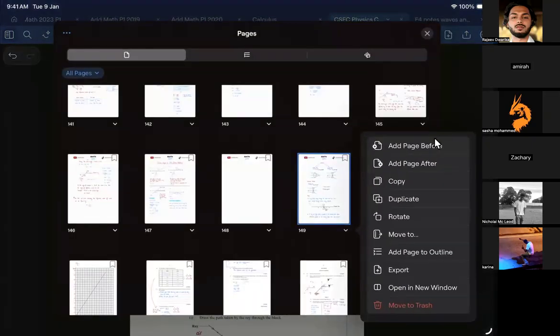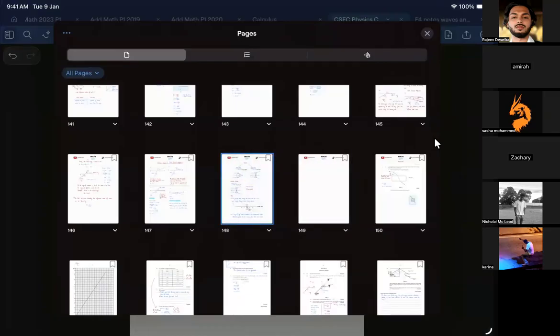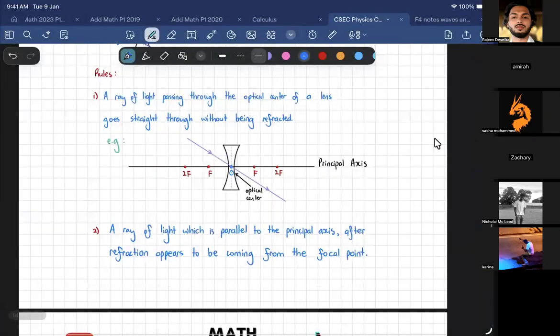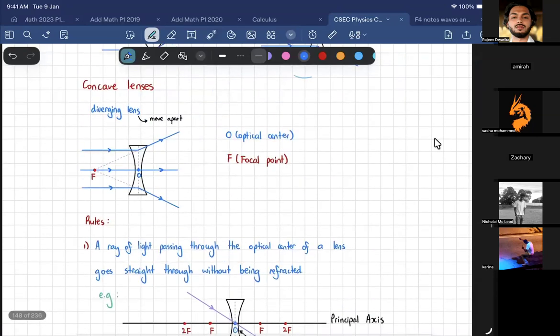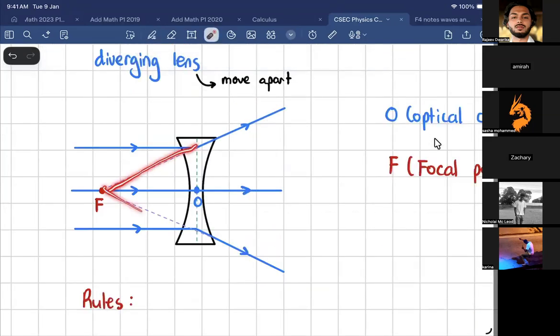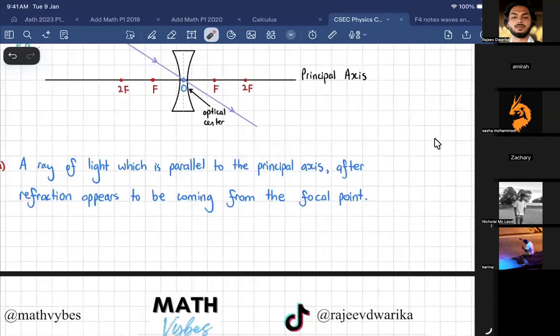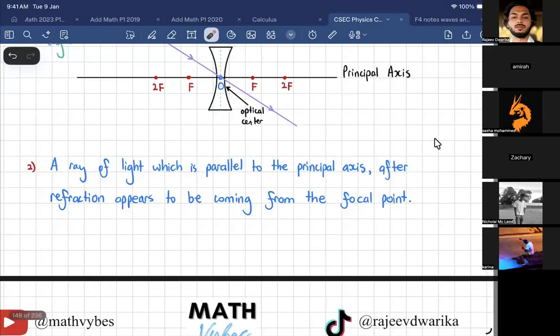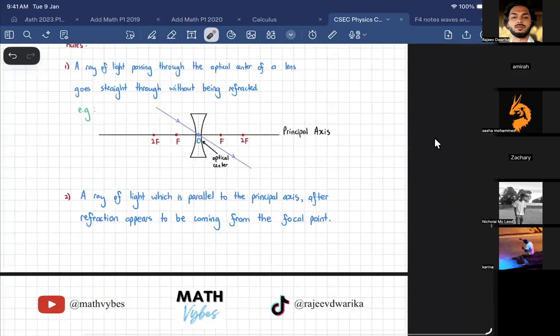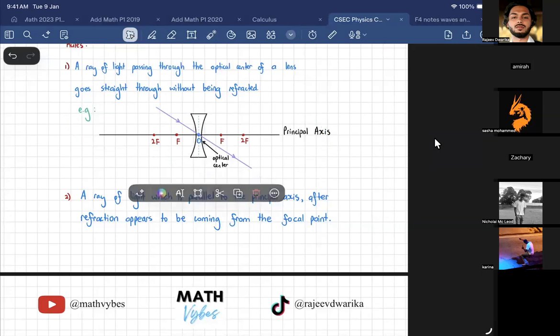So let me try to explain the second rule for you guys. Now this second rule is not alien to any of you guys. As a matter of fact, I would have demonstrated it over here. Somebody read the second rule for me. The ray of light which is parallel to the principal axis after refraction appears to be coming from the focal point. Right. So let me just try to give you an example of what I'm talking about.